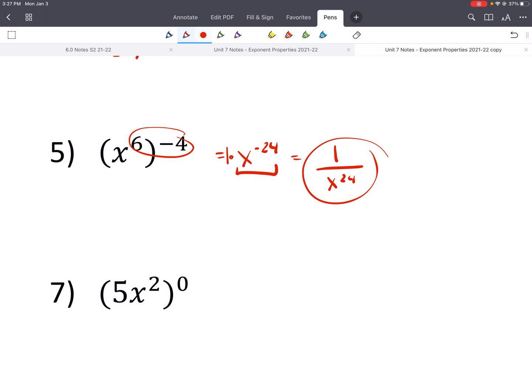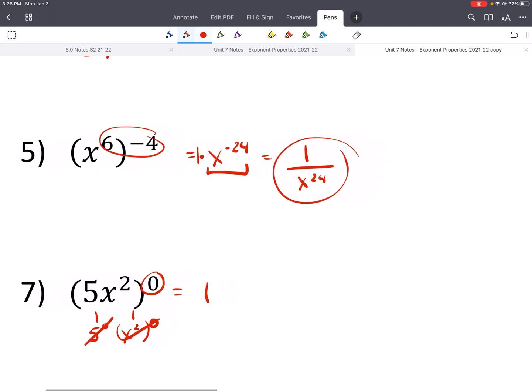All right, we have a power to a power, but it's to the 0, so everything is to the 0, which means that this is just 1. If you wanted to, you could say, well, that's 5 to the 0, and x squared to the 0. Oh, sorry. But that's 1, so we just get 1 times 1 is 1.